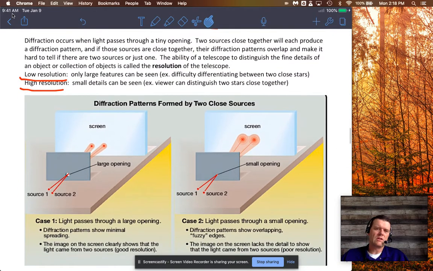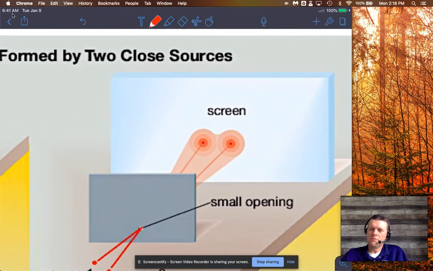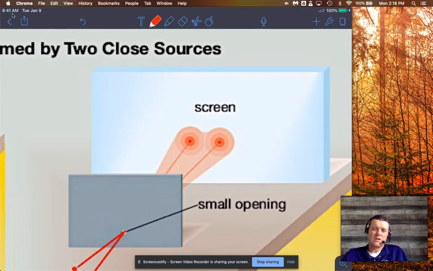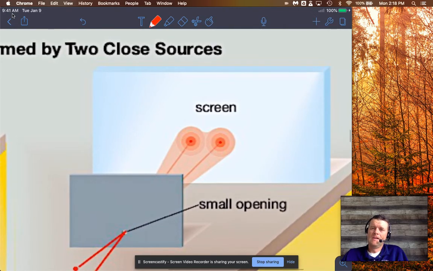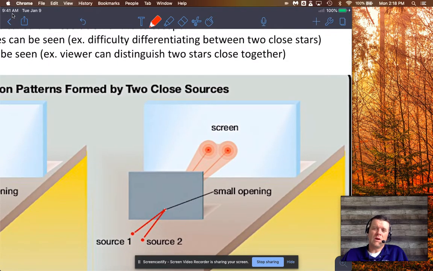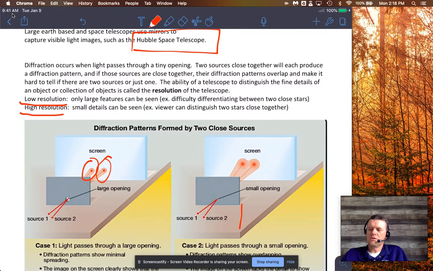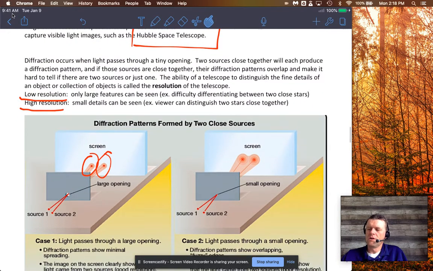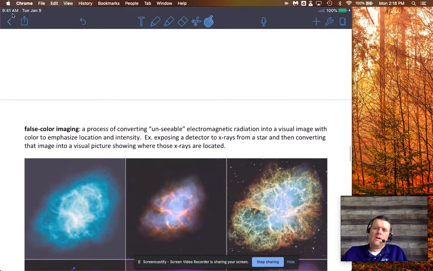So here's a picture that kind of shows that. If you have a large opening here on the left, you can see that these two light sources come in and you can easily distinguish two objects. But with light passing through small openings, diffraction is going to happen. If you zoom in here, you can see these concentric circles forming. We have some interference happening. And if the objects are too close together, then the resolution here would not be great, and you couldn't tell that there were two objects. So this is definitely a problem when we're looking into space, something that we have to address.